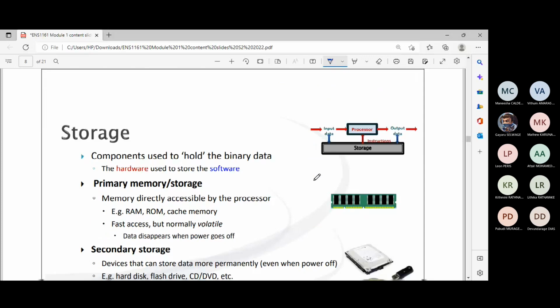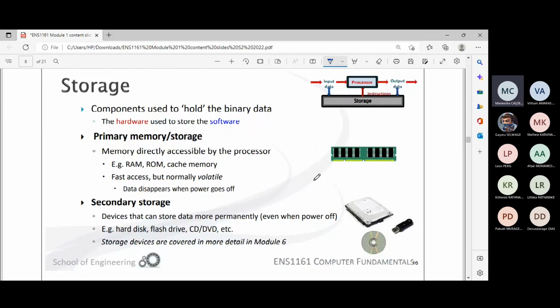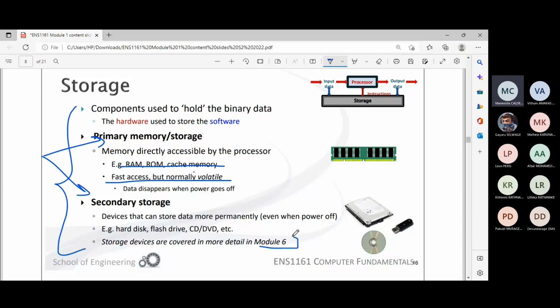Storage, quite easy. There are primary and secondary storage types. I'm pretty sure you know about RAM, ROM, caching, and other stuff. We have different things in here. Don't bother too much about this subject. I'll cover all of it during module 6.